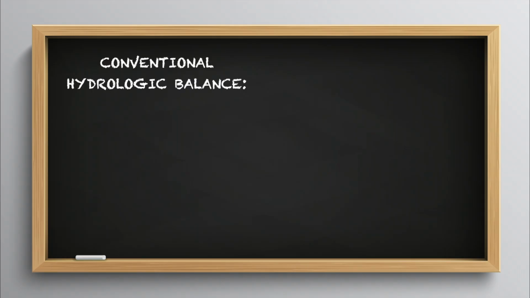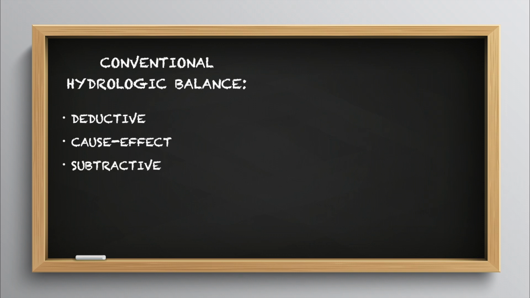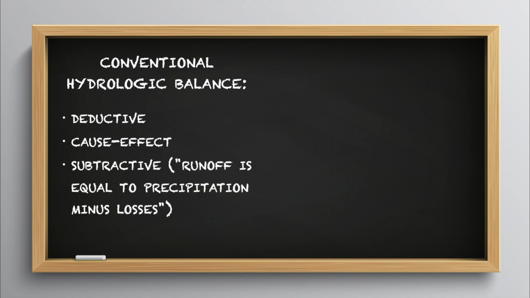It is seen that the conventional hydrologic balance is deductive and demonstrably based on a premise of cause-effect. The fundamental approach is subtractive, characterized by the statement, quote, runoff is equal to precipitation minus losses, unquote. It works reasonably well for applications in event hydrology, such as the rational method of urban hydrology, but due to the double counting, its accuracy decreases for the longer-term yield hydrology.